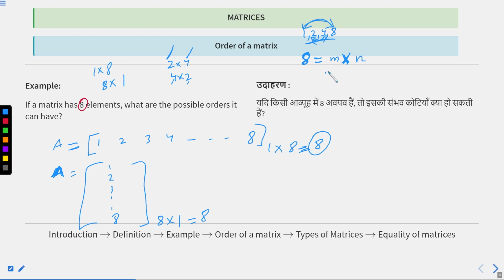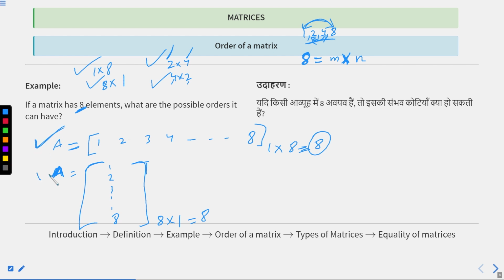You cannot use rational numbers here. As you saw, the numbers we are taking for rows and columns are counting numbers by default. So they cannot be rational or any other kind of number, they must be counting numbers. So there are only 4 possible ways through which you can represent a matrix having 8 elements in it.